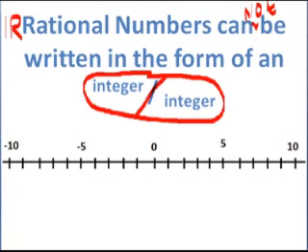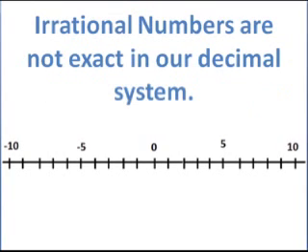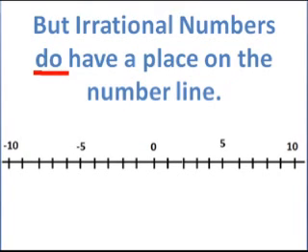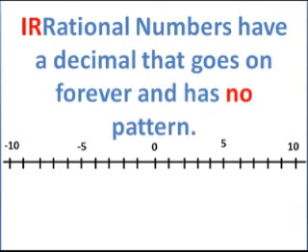Irrational numbers cannot be written in the form of an integer over an integer. Irrational numbers cannot be written, said it there twice for emphasis, cannot be written in the form of an integer over an integer. Irrational numbers are not exact in our decimal system, but irrational numbers do have a place on the number line. There are just as many irrational numbers as there are rational ones.